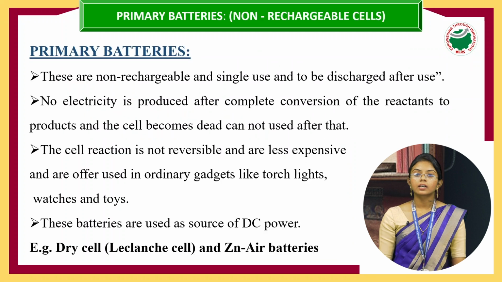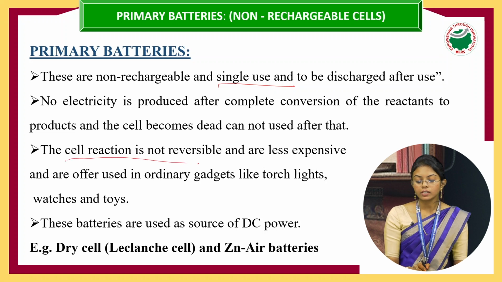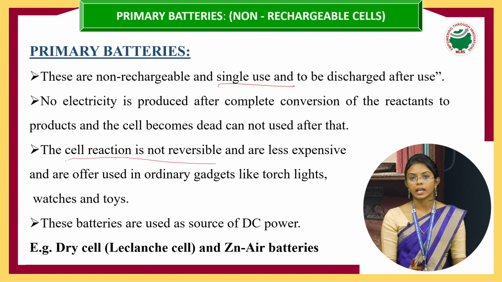Next, coming to the primary batteries. As discussed earlier, it is a non-rechargeable battery and it is single use. That means once the cell gets exhausted, we have to throw it. It cannot be used again. The cell reaction here is not reversible, and it is also less expensive. It is used in gadgets like torch lights, watches and toys.